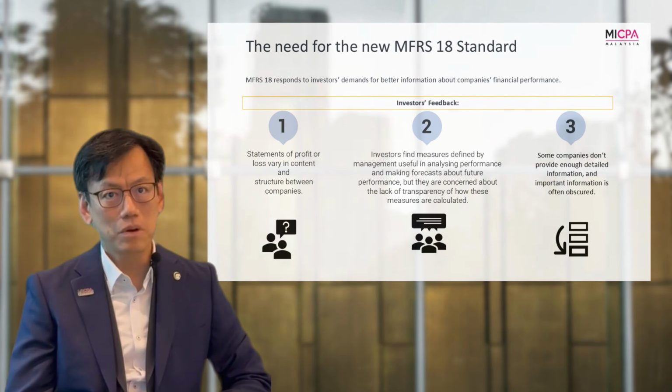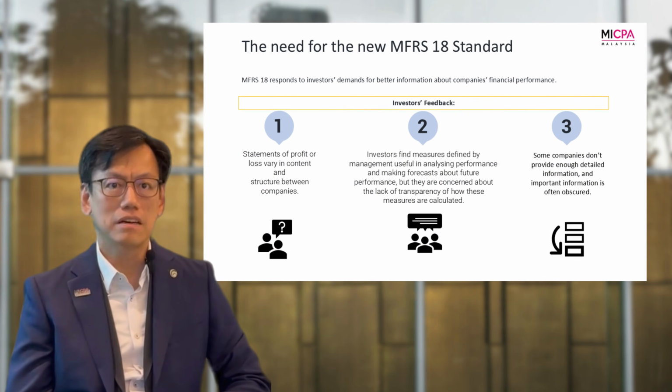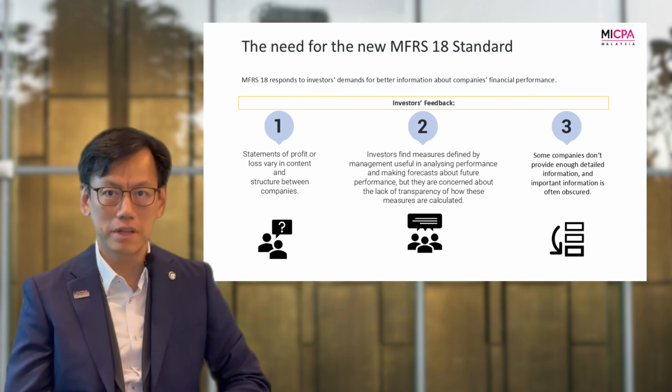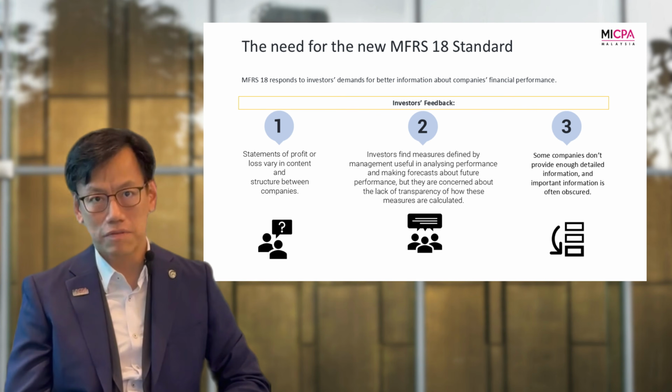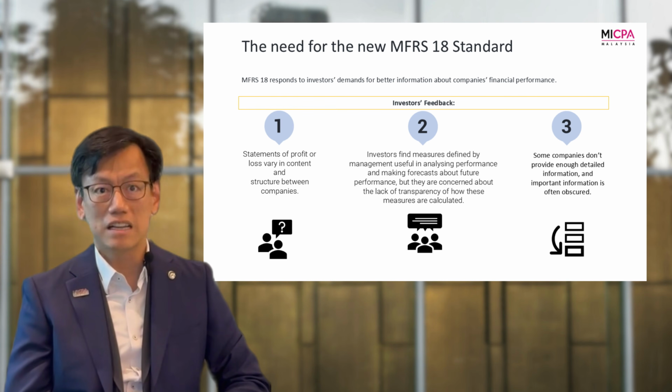MFRS 18 was developed in response to feedback from investors that the statements of profit or loss vary in content and structure between companies, as companies define their own subtotals. Measures defined by management, although useful in analyzing performance and making forecasts about future performance, are lacking in transparency in explaining how these measures are calculated.